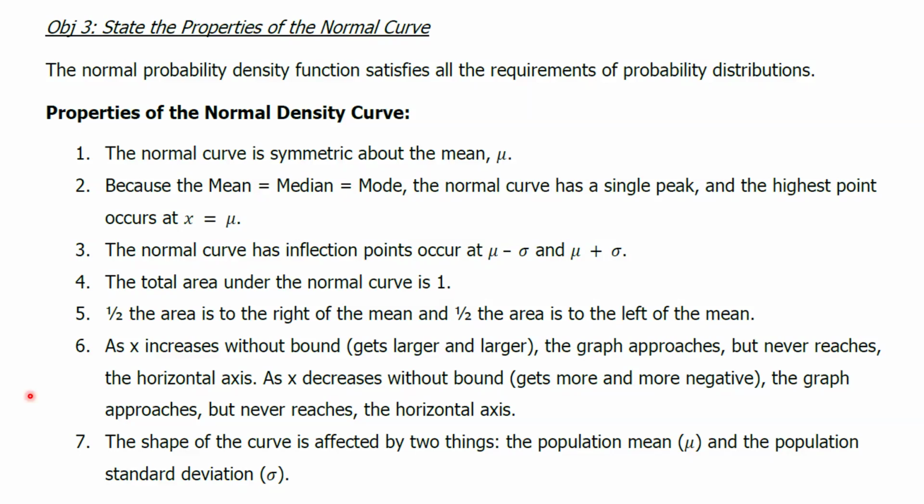Similarly, as x decreases without bound, meaning it's getting more and more negative, the graph approaches but never reaches, never crosses the horizontal axis. And then the shape of the curve is affected by two things, the population mean and the population standard deviation. So that's mu and sigma.